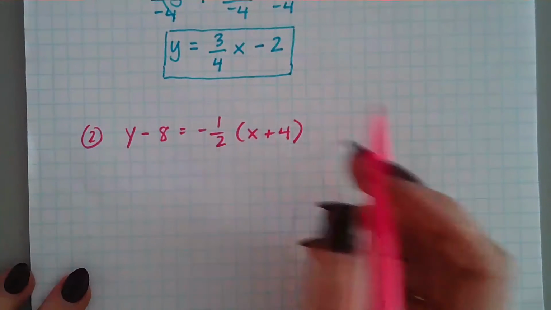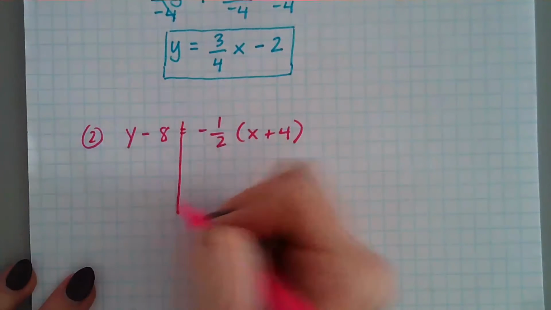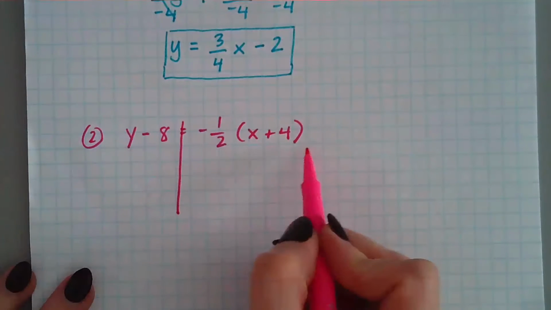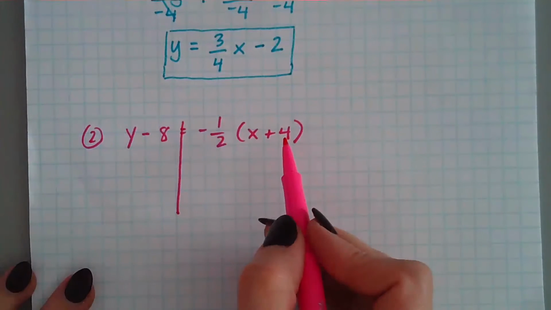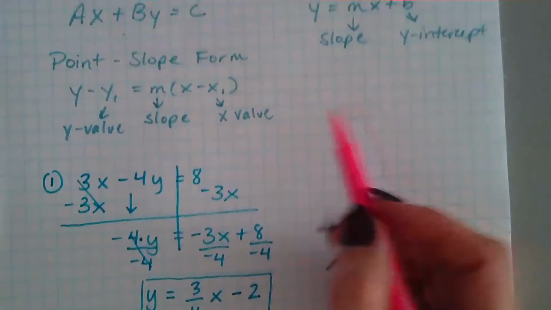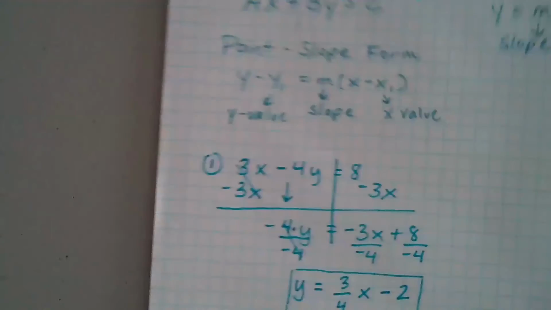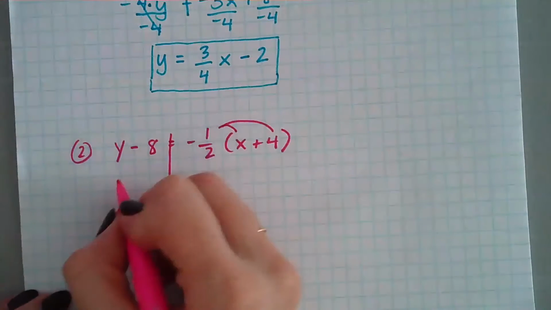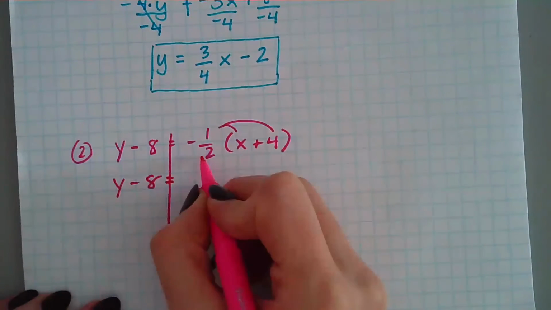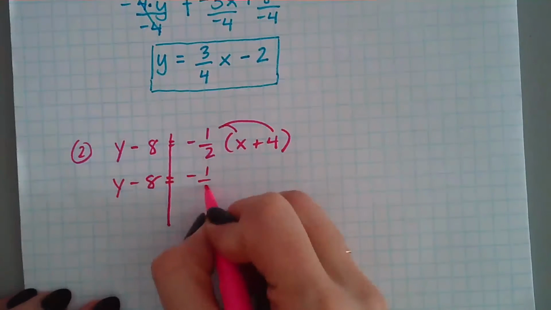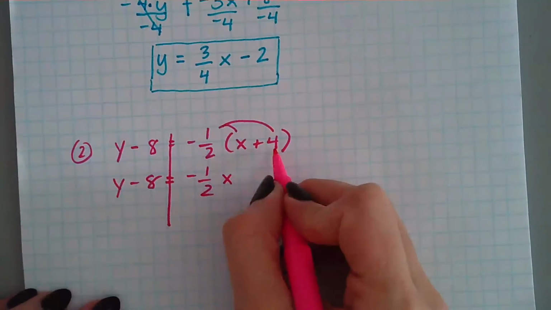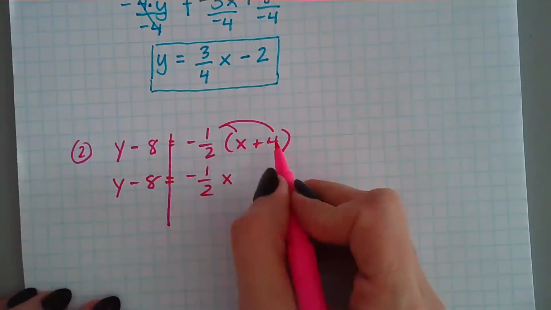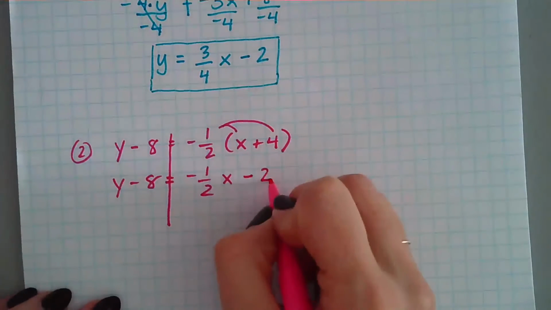So when I convert it to slope-intercept form, I should still see this as my coefficient of x. Now, the easiest way to do this is I could add 8 to both sides, but I still have to get rid of these parentheses because I know slope-intercept form does not have parentheses. So first I'm going to distribute. Negative 1/2 times x is negative 1/2 x. Half of 4 is 2. Negative times a positive is a negative, so minus 2.